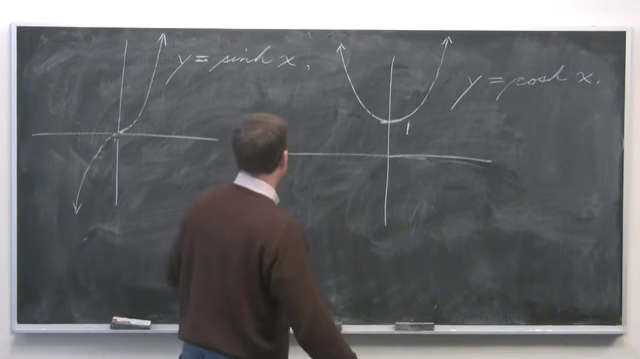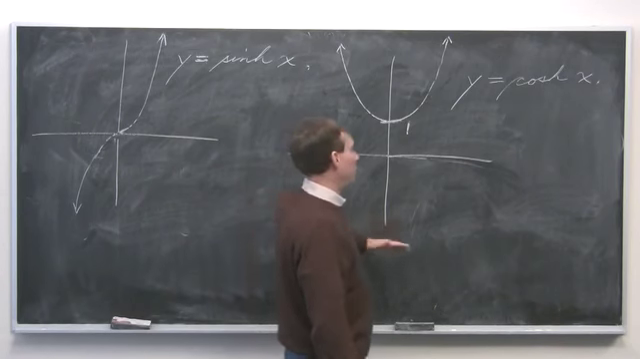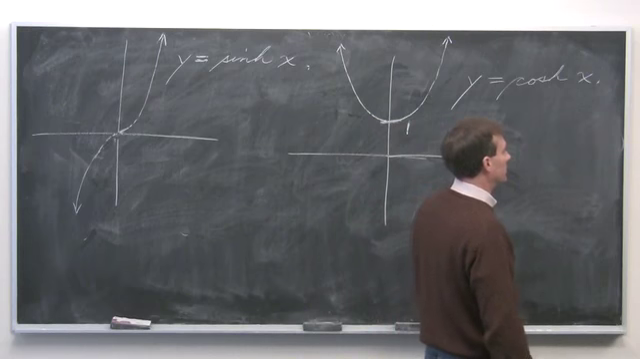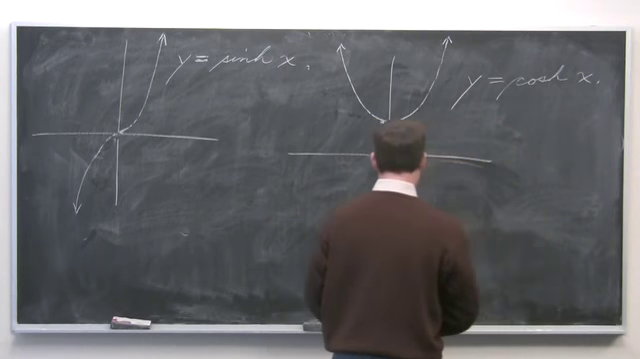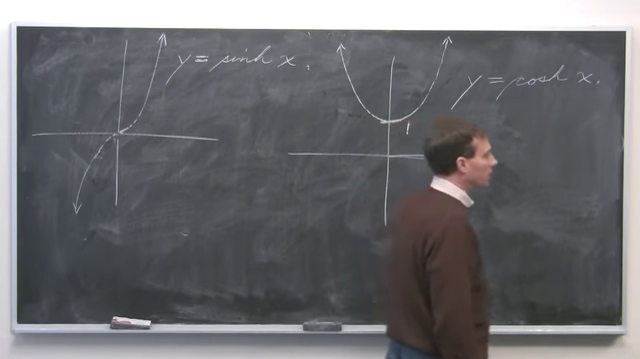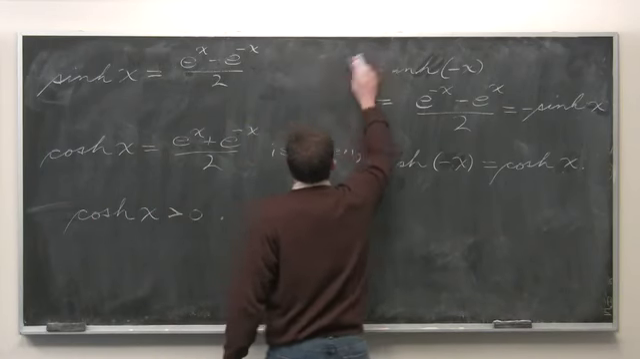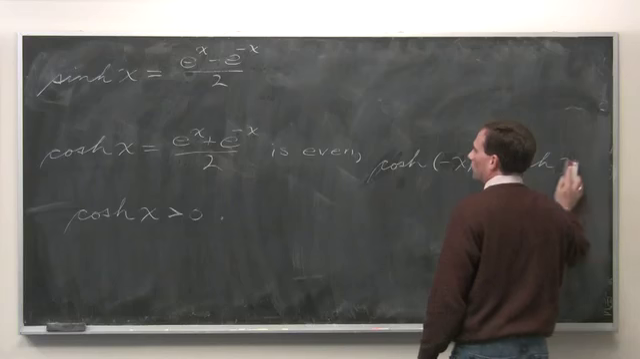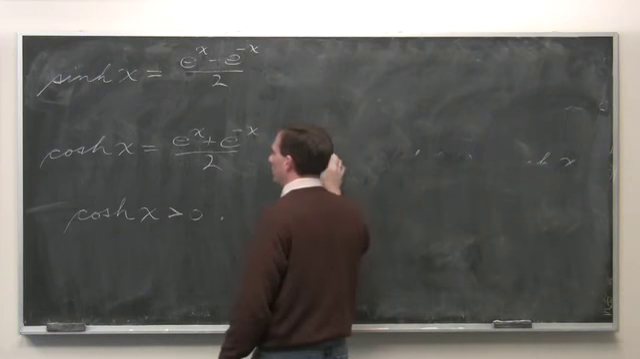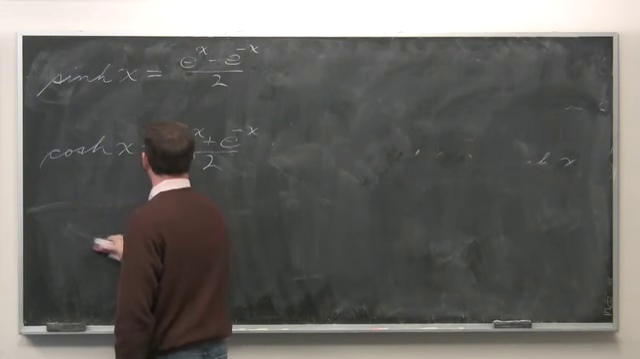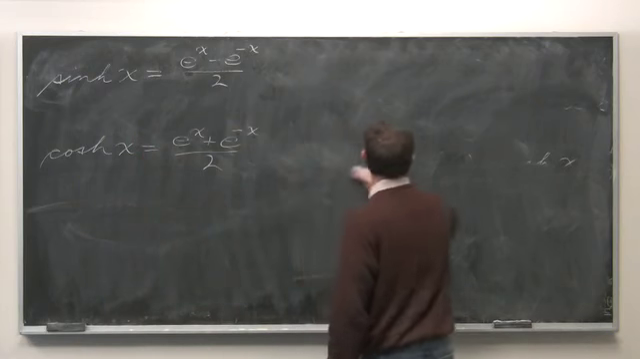How do you see these things? Well, we use calculus. We take derivatives. So we need the derivatives of hyperbolic sine and hyperbolic cosine. But those are easy. It's easy to take the derivatives of these things because we know how to take the derivatives of e raised to powers, and we know the chain rule.